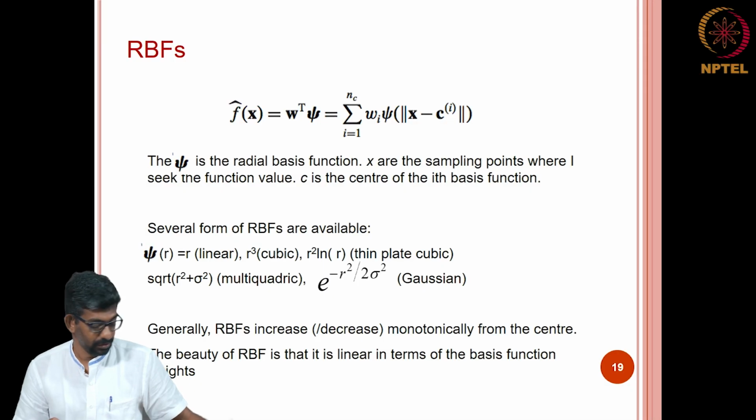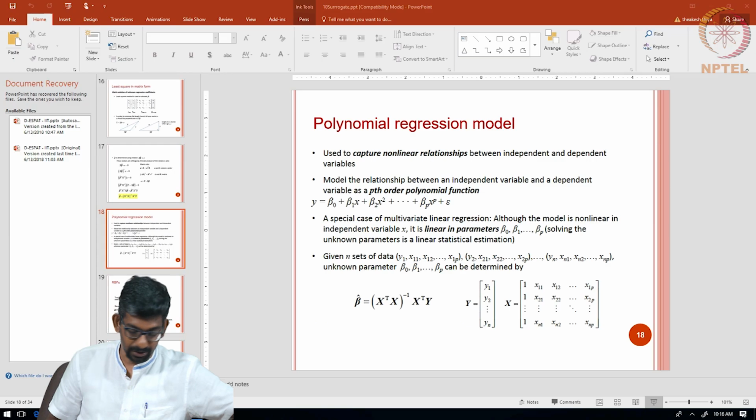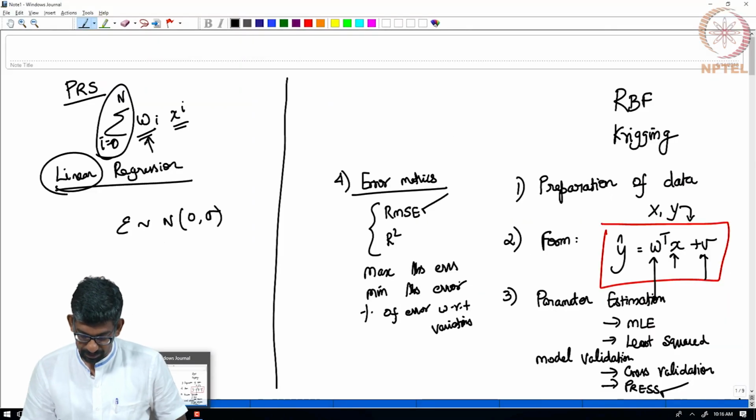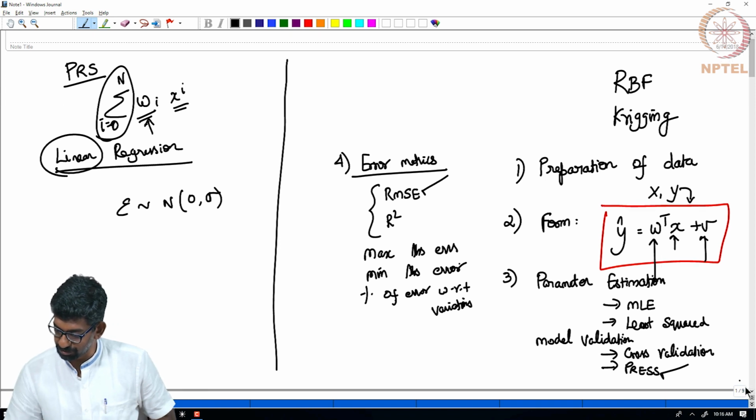So, even before we get into the math part of radial basis function, I just wanted to draw an analogy with some stuff that you might already be aware of.